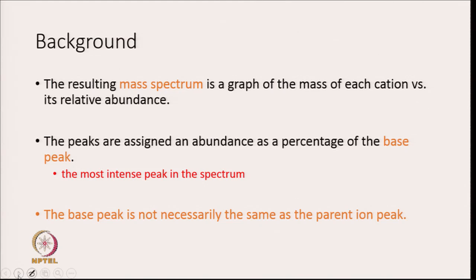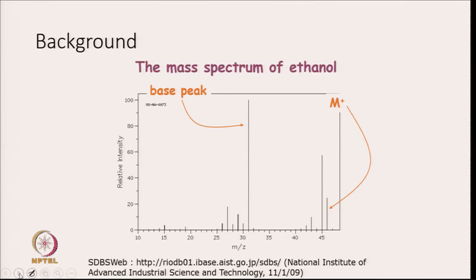The peaks are assigned an abundance as a percentage of the base peak. The base peak is considered to be 100%, and then abundance is assigned for each peak, expressed as a percentage of the base peak. The base peak is not the same as the molecular ion peak. The base peak is the most intense peak in the spectrum, so it is not necessarily the same as the parent ion peak.